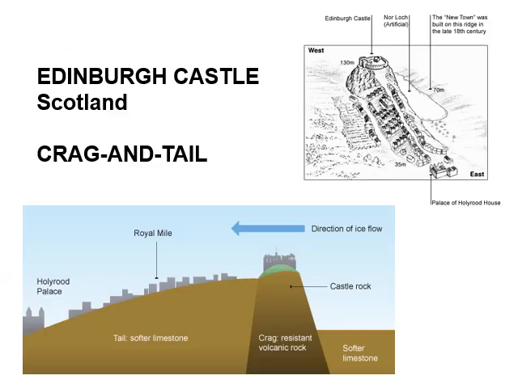A prime example of a crag and tail that has been used by humans is the Edinburgh Castle in Scotland, so in the northern United Kingdom, where the castle was actually built on the crag, and the Royal Mile that's leading up to the castle from the town side is a tail of softer limestone. So here we can see that the crag is 130 meters high, whereas the town side is about 35 meters above sea level.